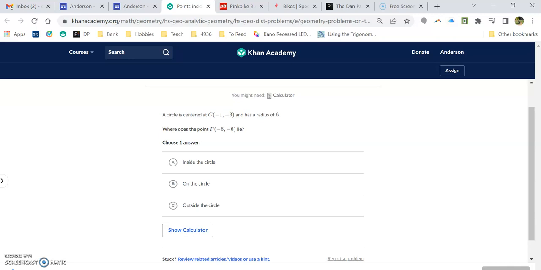The square root of 34, if you put in a calculator, is just less than 6. Because remember, 6 squared is 36. So the square root of 34 is less than that, which means compared to our radius of 6, we are actually on the inside of the circle. Okay, let's do at least one more together.